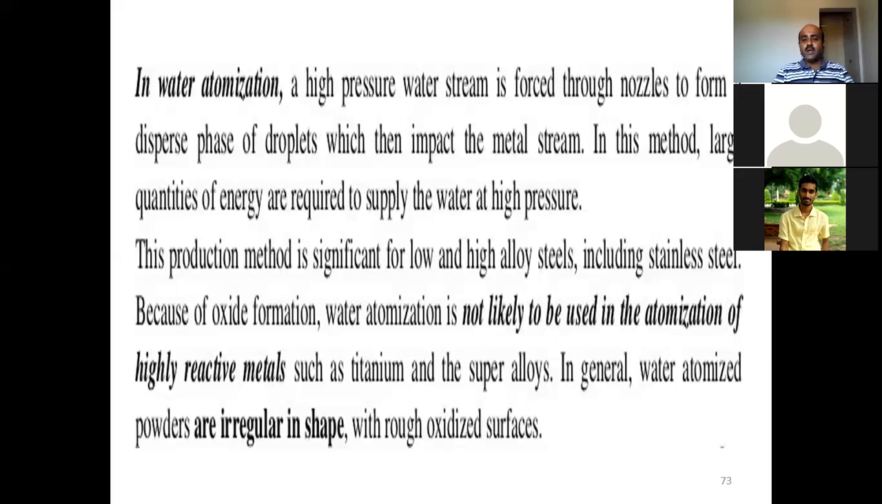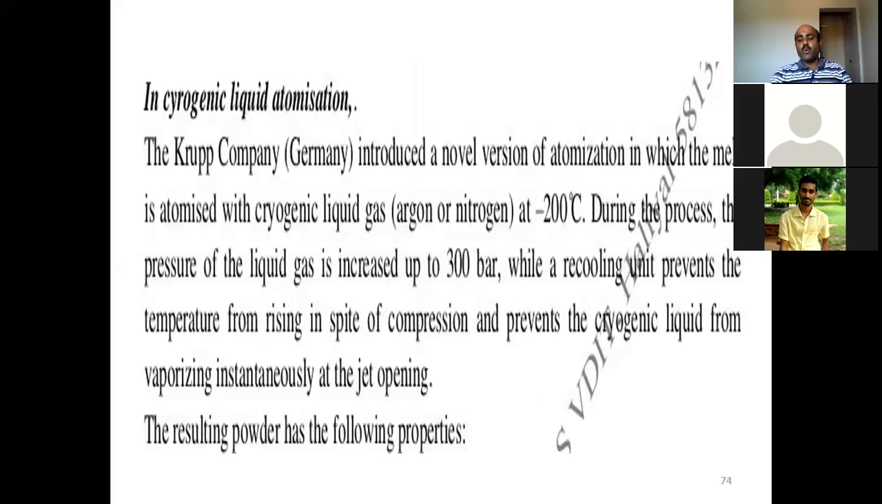This method of producing the powder is more significant for low and high alloy steels, including stainless steel. And because the water generally has a tendency to form the oxides, this water atomization method is not suitable for atomizing the highly reactive metals such as titanium and silver. And also, the powders we are going to get from this method, that is the water atomization technique, have an irregular shape, and the surfaces will have rough oxidized surfaces, means you are going to find oxidation layers over the surfaces. So this is the nature and the shape and the type of powder you are going to get in the case of water atomization.